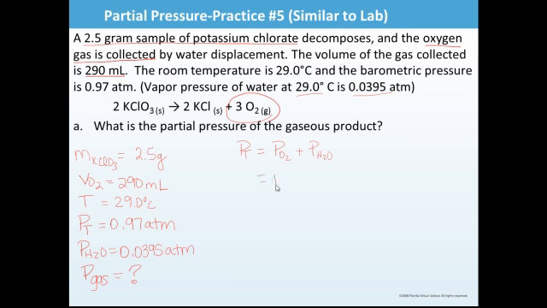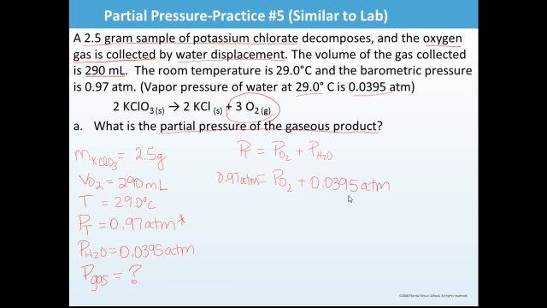Pressure of oxygen is actually what we're solving for, so I don't know what that is yet. I know what the total pressure is. The way that water displacement works is that the water levels inside and outside of the system are equal. Total pressure inside the system is equal to your barometric pressure, your room pressure. So I know that is going to be 0.97 atm. The pressure of my water at this temperature is 0.0395 atm.